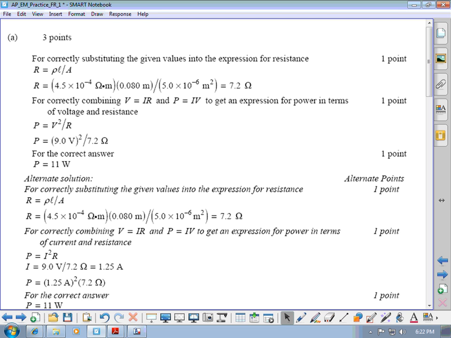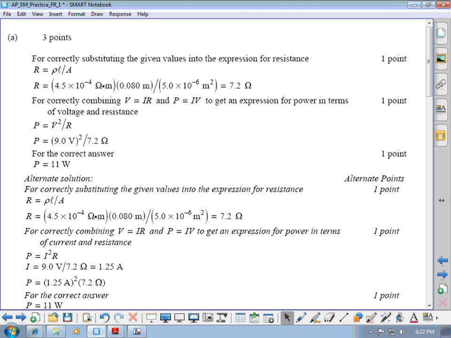And then you plug in the values, and it was 1 point for the correct answer. Again, if you notice, they used significant figures here. There were 2 significant figures, so they rounded things off to 11 watts. We used all the decimals, so we had 11.25 watts. On the AP test, they say just use 2 or 3 decimal places, so either one would be acceptable.